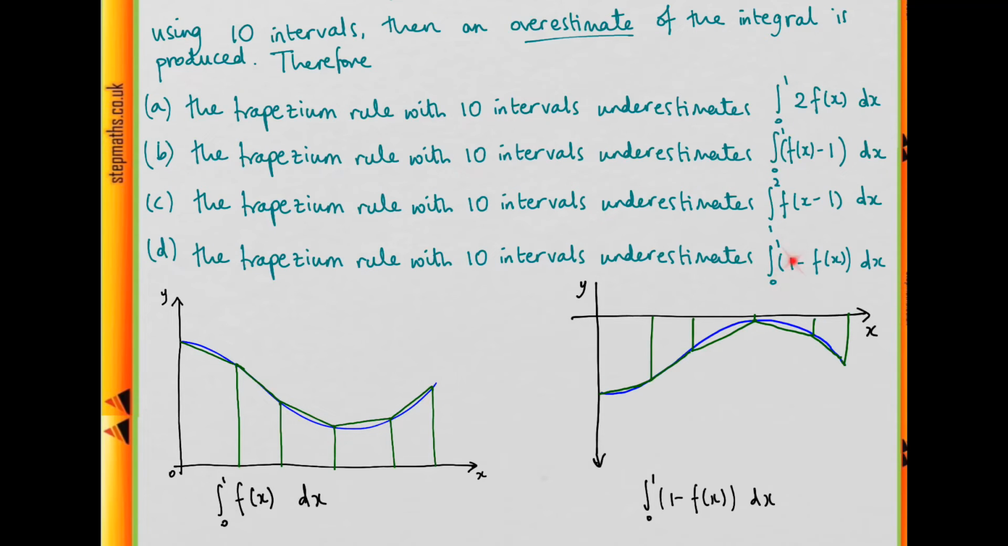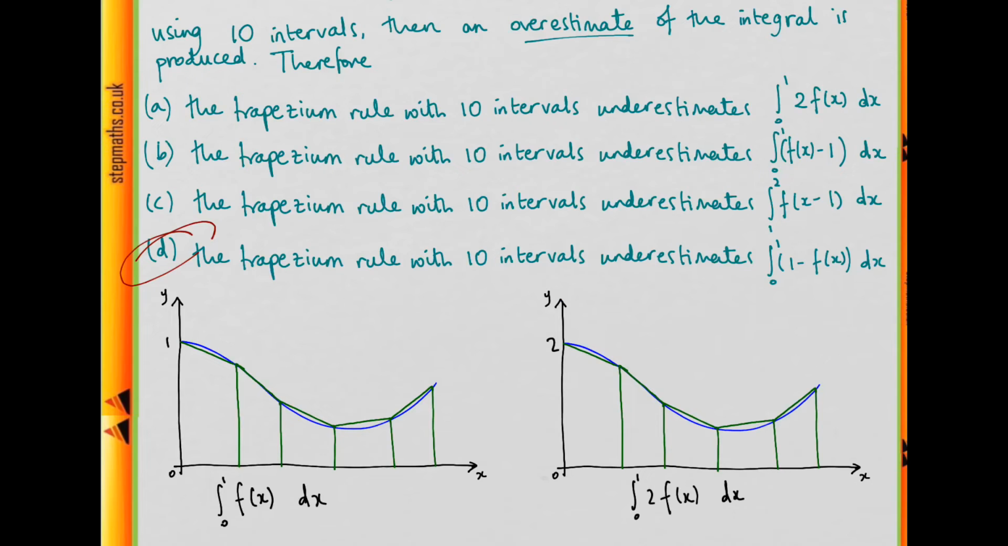And the translation by 1 doesn't do anything, it just shifts everything upwards by 1, and that doesn't do anything to these areas here. And so the answer for this question is actually D. And if we look at the other 3, so this first one is just a stretch. So it'll stretch all the graphs by a factor of 2 in the y direction.